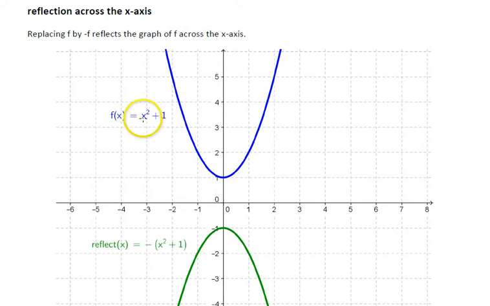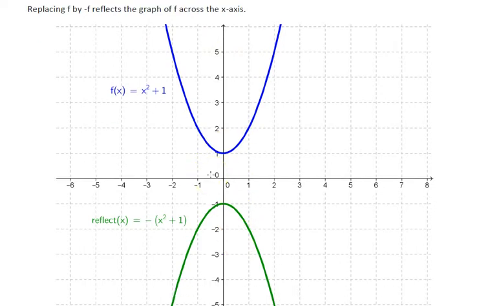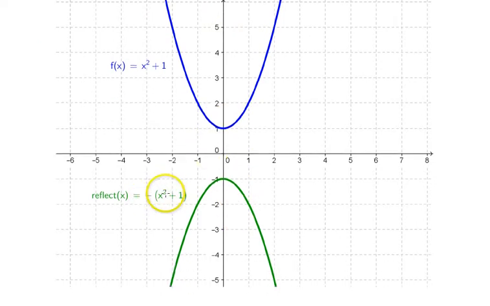We'll start with the function in blue here, x squared plus 1. And if we take the entire function and replace the function by minus the function, that means every output will be negated. Every y value will be negated, and we'll flip it to the other side of the x-axis. And so we see here when we take minus x squared plus 1 instead of x squared plus 1, it's a reflection, a mirror image across the x-axis, simply by negating the entire function.